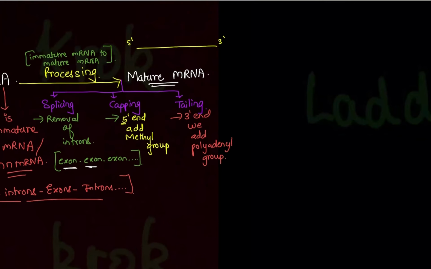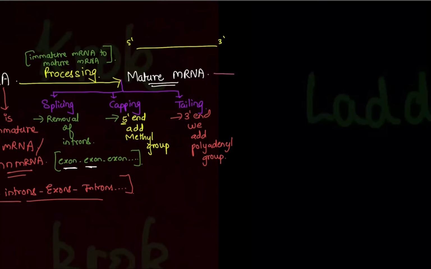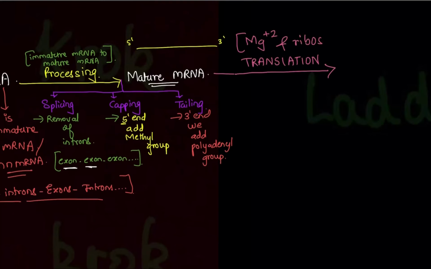Let's move to the next step of the central dogma. Once the mature mRNA is formed, we go for protein synthesis, and that process of forming proteins is called translation. For translation, we require 2 very important things: magnesium and ribosomes. In the organelle video, I told you that ribosomes are the place where protein synthesis occurs. Magnesium acts as a cofactor, and ribosomes are required for protein synthesis. So translation is synthesis of proteins.